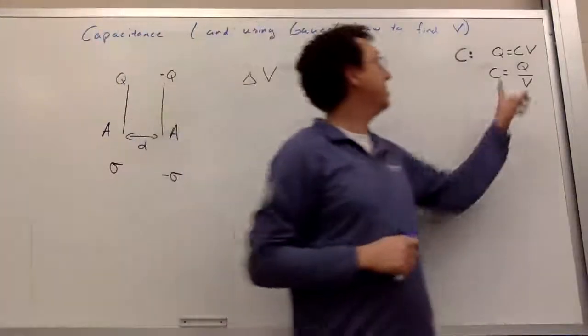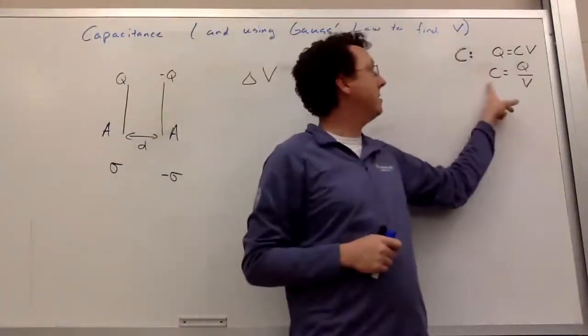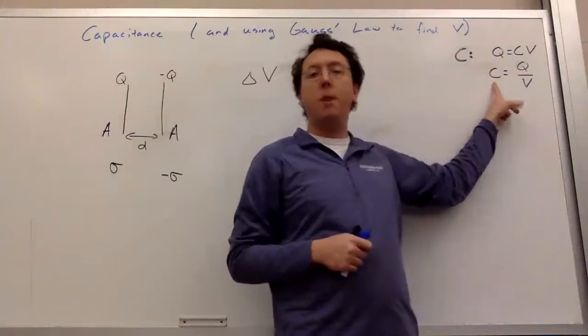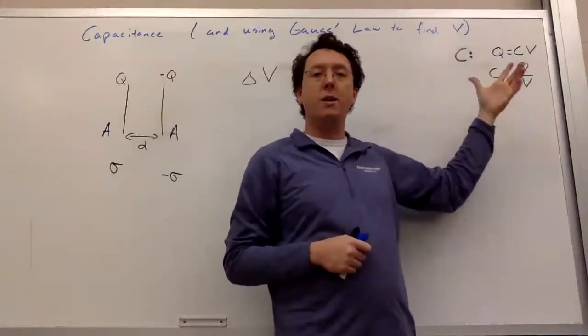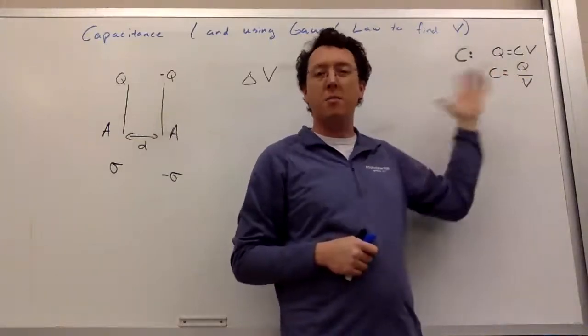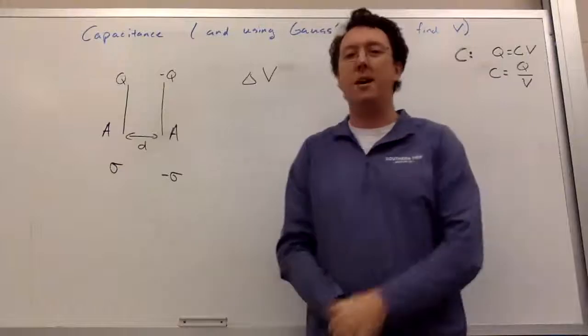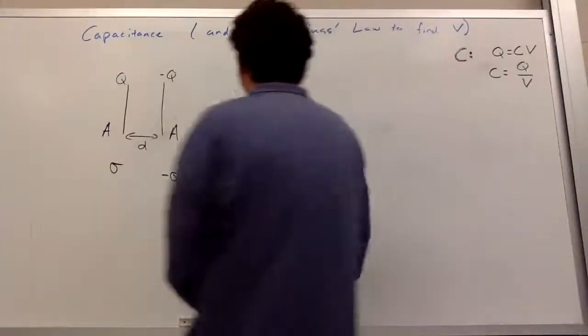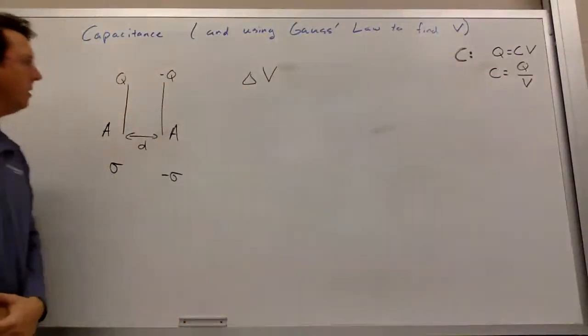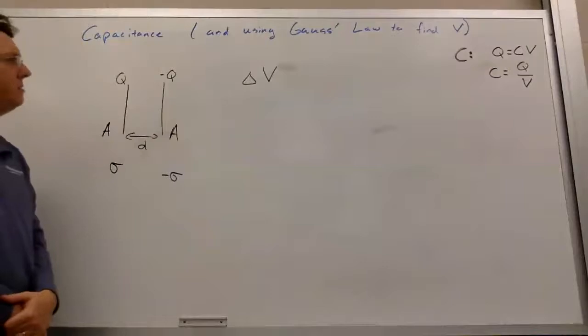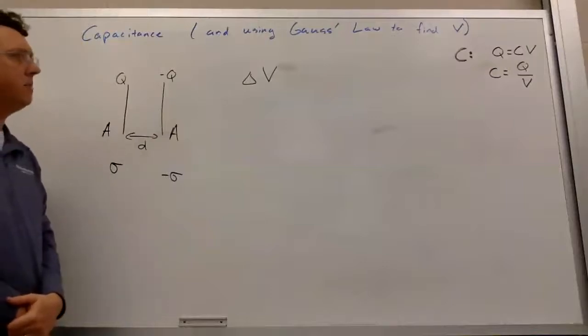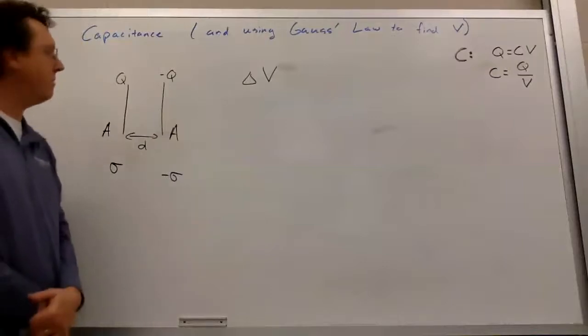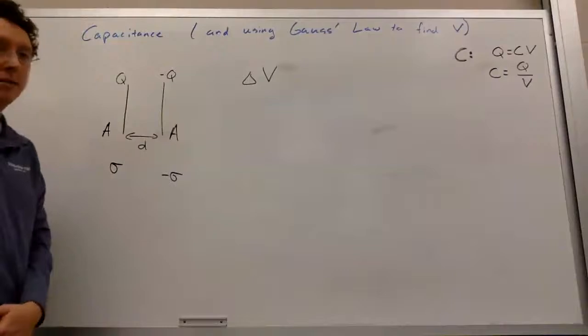Oh, and I should have said this. When we find capacitance, it should be a positive quantity. So we want delta V to be a positive number so that we can read off the capacitance. If not, you just reverse it. Okay. Well, how can we find delta V and then eventually find capacitance? And we want it to be a positive quantity.